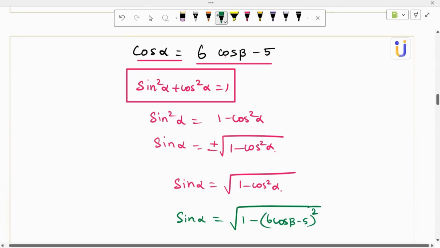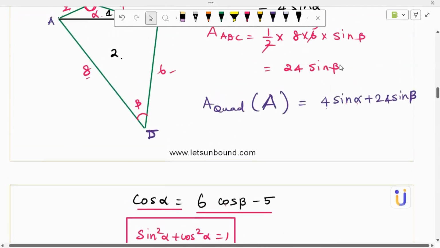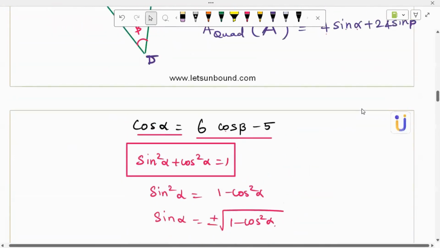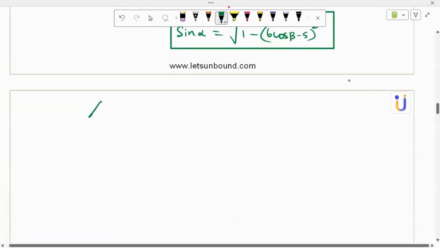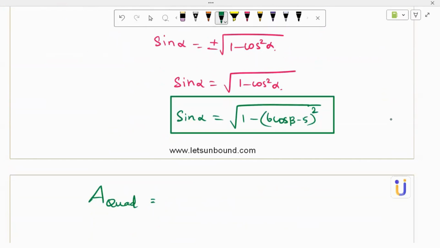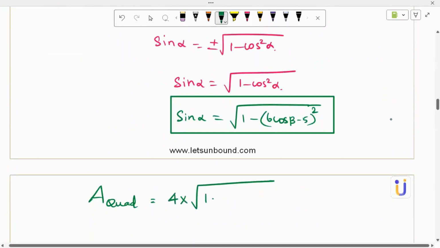We should be very careful here. This is an expression for sine alpha. Also, this is the simpler way. Now again get back to the area of the quadrilateral and replace sine alpha with the expression we got, and everything will be in beta now, right? So the area of the quadrilateral equals 4 sine alpha, so 4 times square root of 1 minus (6 cos beta minus 5) whole square, plus 24 sine beta. Yeah, everything is in beta.